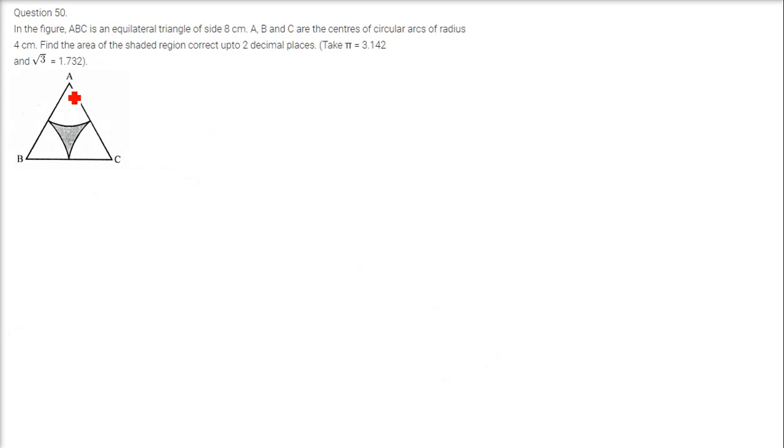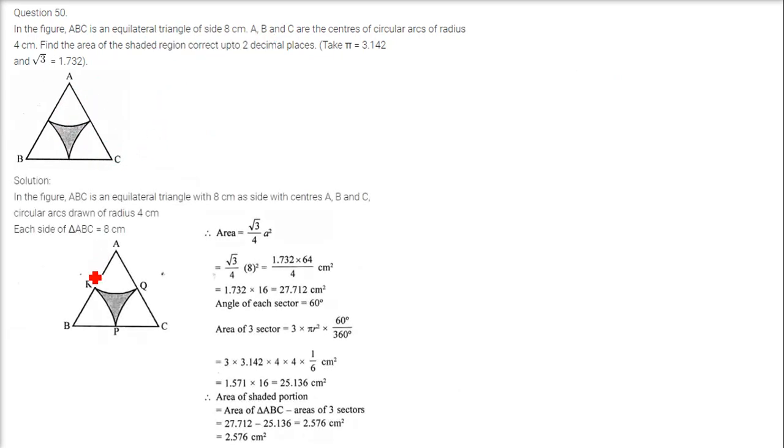In this figure, ABC is an equilateral triangle. The side is given as 8 centimeters. ABC are the centers of circular arcs of radius 4 centimeters, so all are 4, like this. Find the area of the shaded region correct up to 2 decimals.